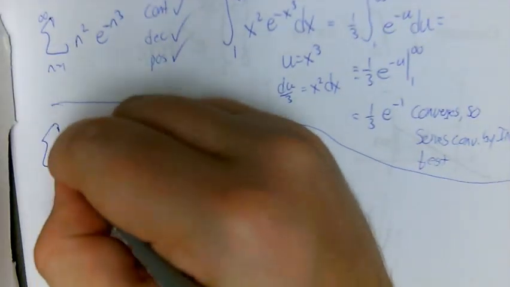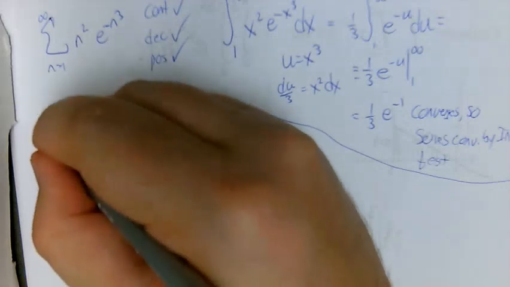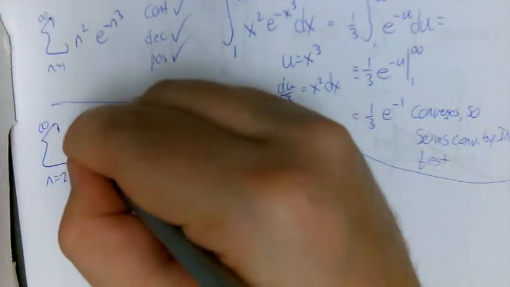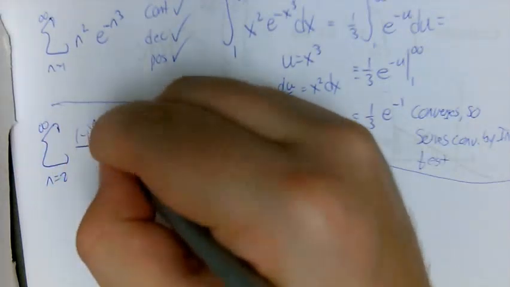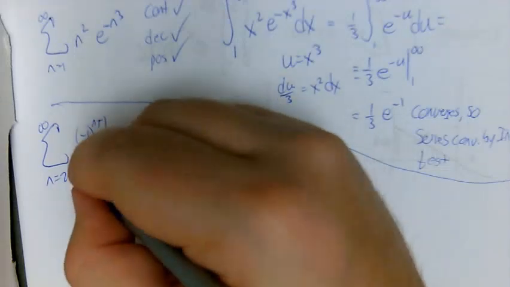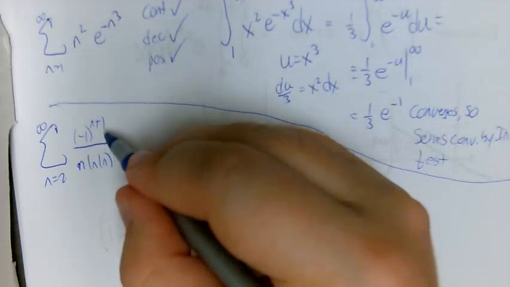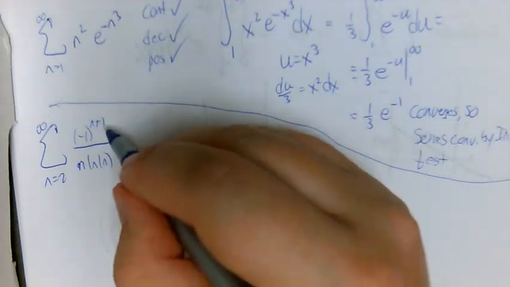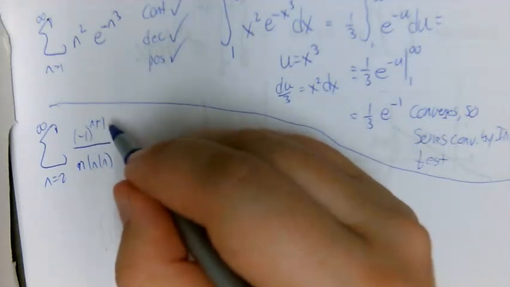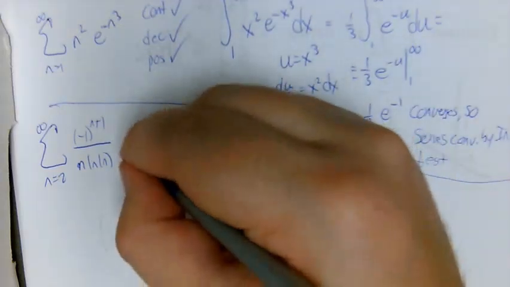Let's try this one. We have the sum from 2 to infinity of negative 1 to the n plus 1 divided by n ln of n. All right, looks like we have another alternating series, and remember, it's still alternating even if it's negative 1 to the n plus 1. That's an acceptable alternator.